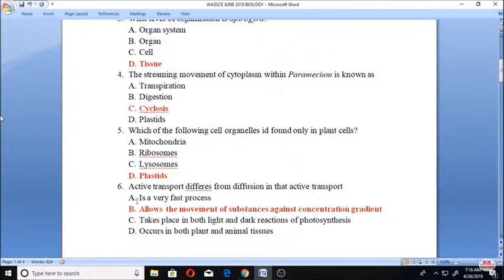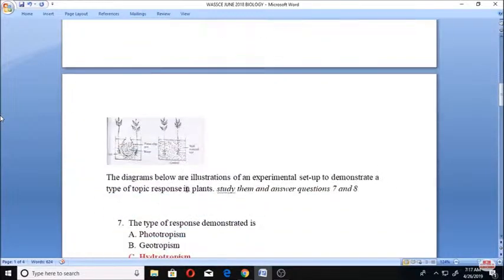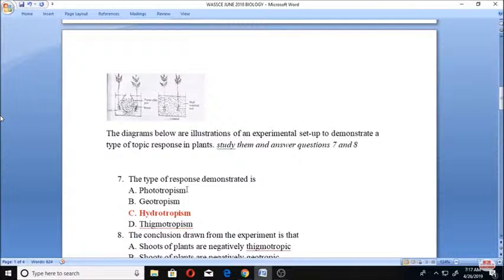It is not that it is a very fast process. No. It is not that it takes place in both light and dark reactions of photosynthesis. Neither is it that it occurs in both plants and animals. The right answer is that it allows the movement of substances against concentration gradients. Now let's look at number 7.